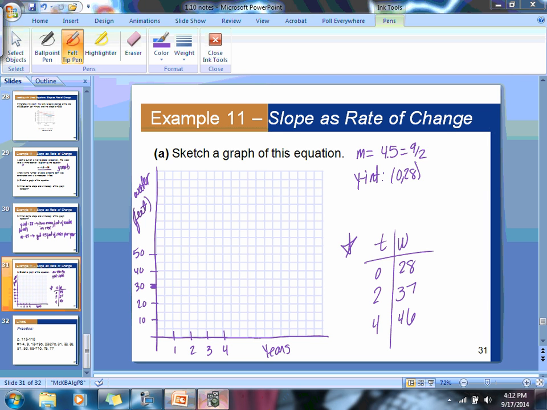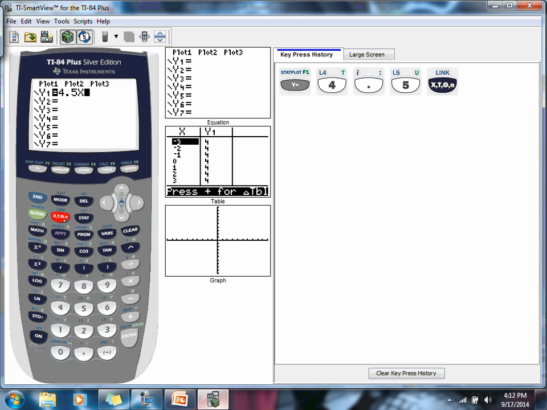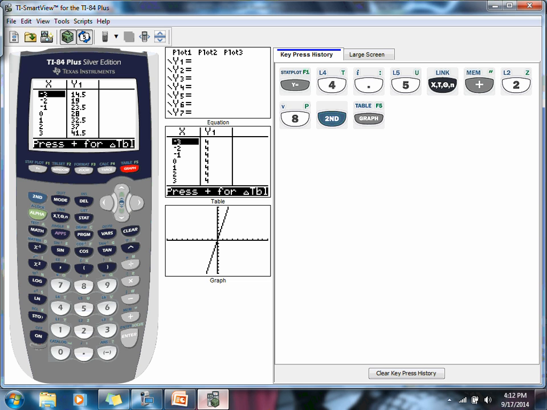Okay, I can even show you that. Go to y equals, type in 4.5x plus 28. We have to use x because we don't have a t in our calculator. Don't use the alphabet letter t. Use that X, T, theta button that represents the variable. And then just go to second graph so you get your table of values.